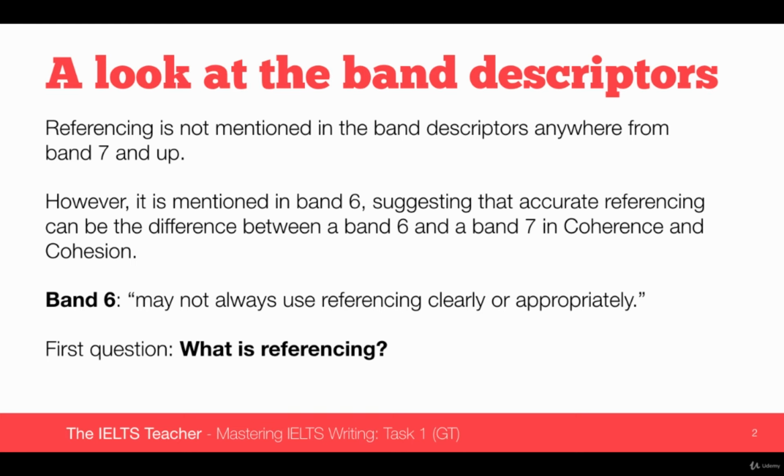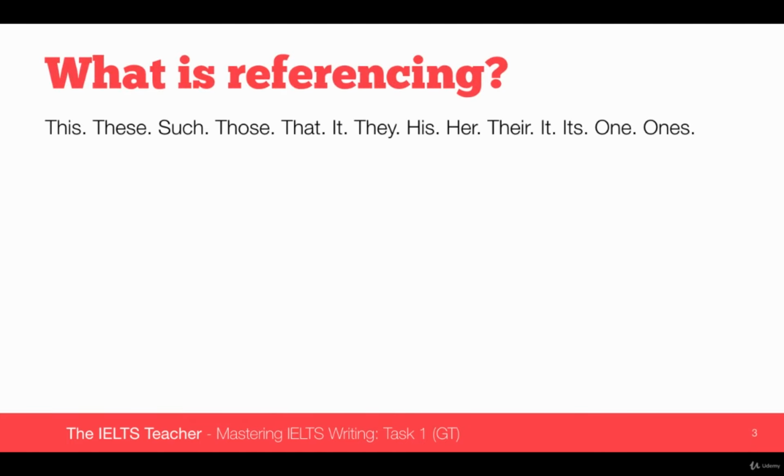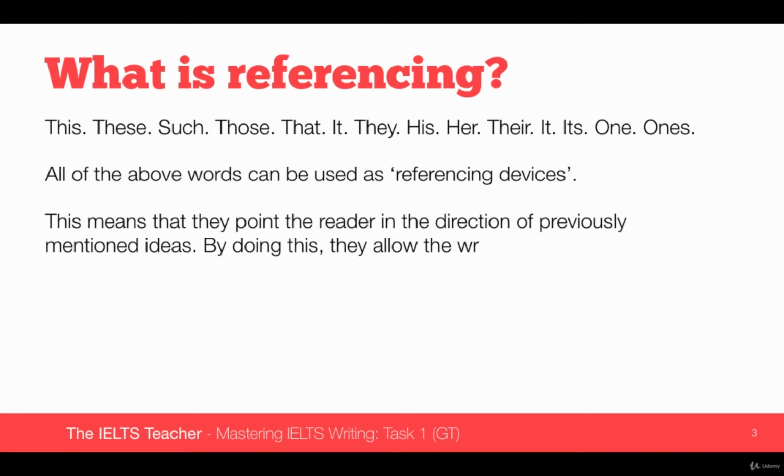So, very important question, what is referencing? Let's have a look at that. Referencing: this, these, such, those, that, it, they, his, her, their, its, one, ones. All of these words are forms of referencing. So we can call them referencing devices to differentiate them from cohesive devices. And what they do is they point the reader in the direction of previously mentioned ideas. By doing this, they allow the writer to avoid repetition, save time, and increase clarity as well. I didn't write that there, but they help the reader to understand what's going on.